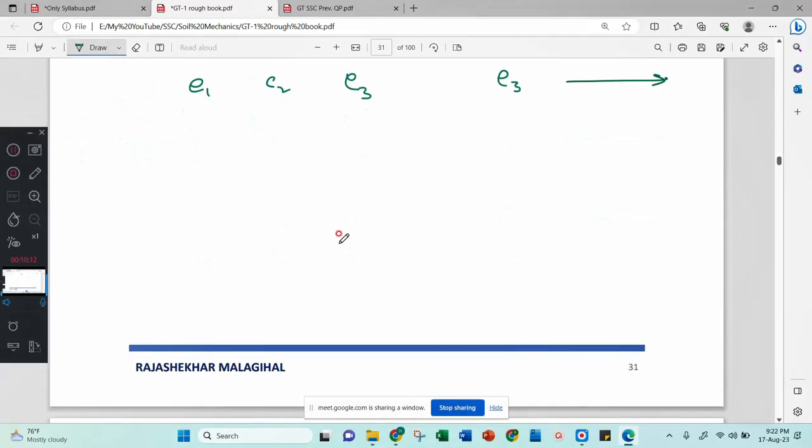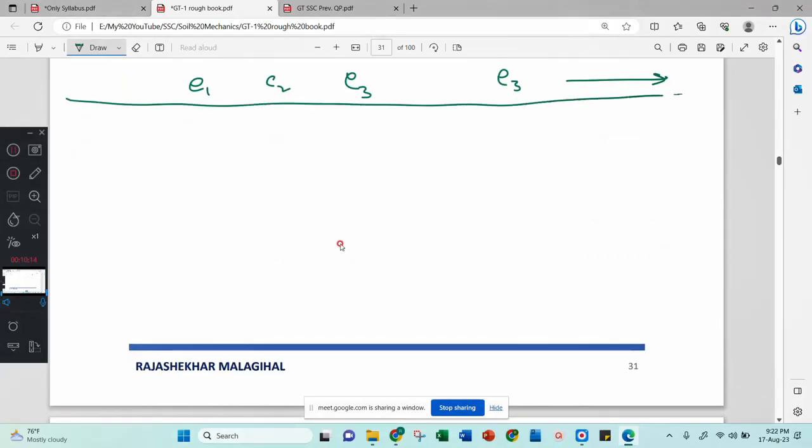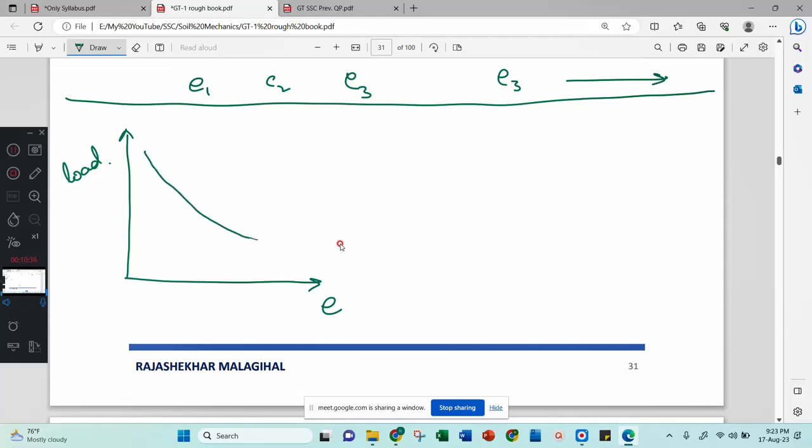Then I will draw a graph. Very important terms I will introduce from now. I will draw a graph between void ratio and the load. When I draw this graph, void ratio versus load, I will get a graph this way. The void ratio will be on this axis and the load here.